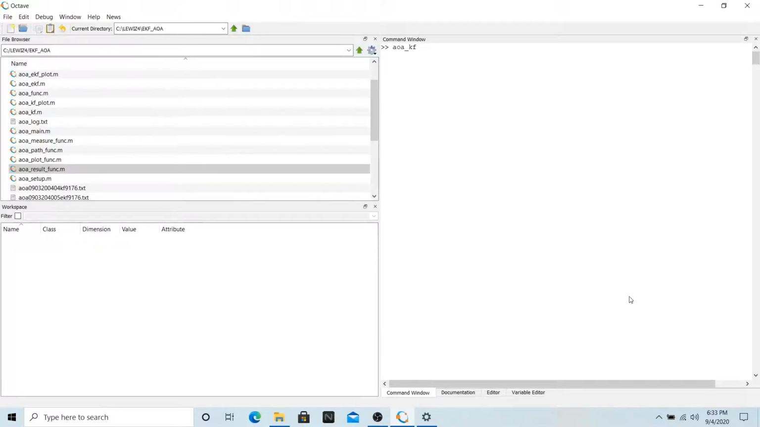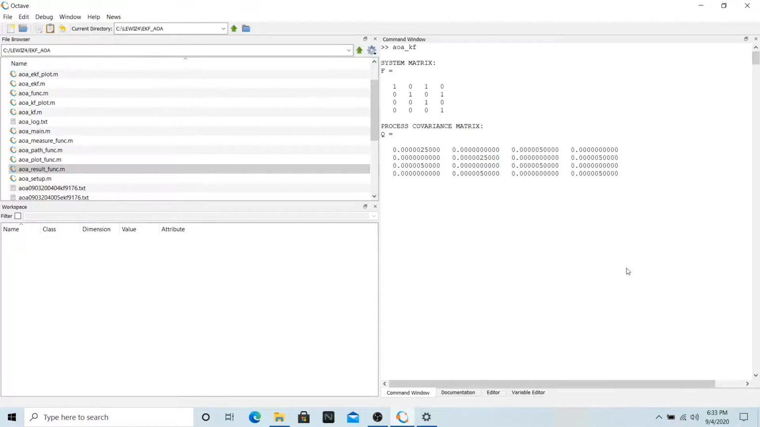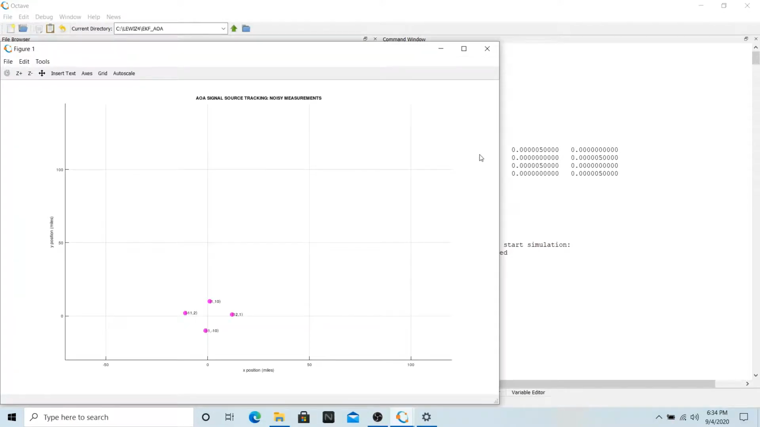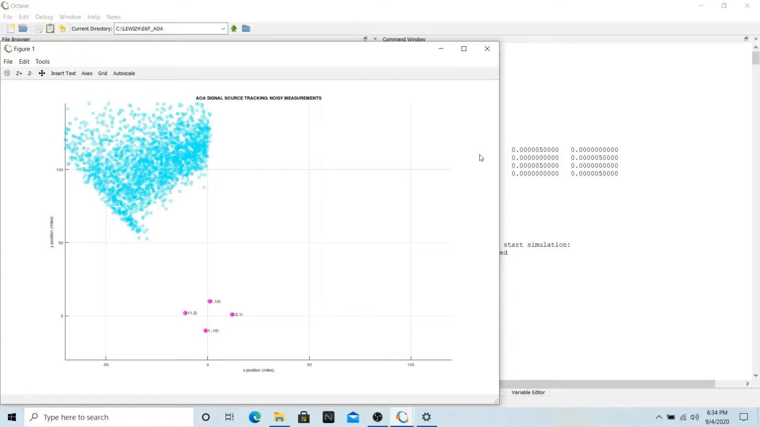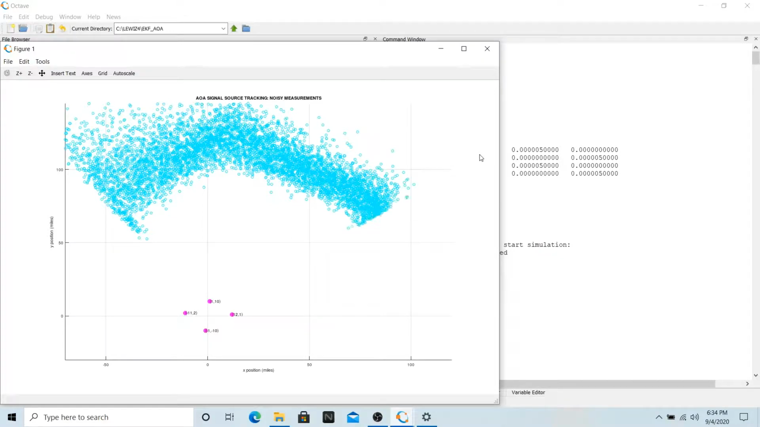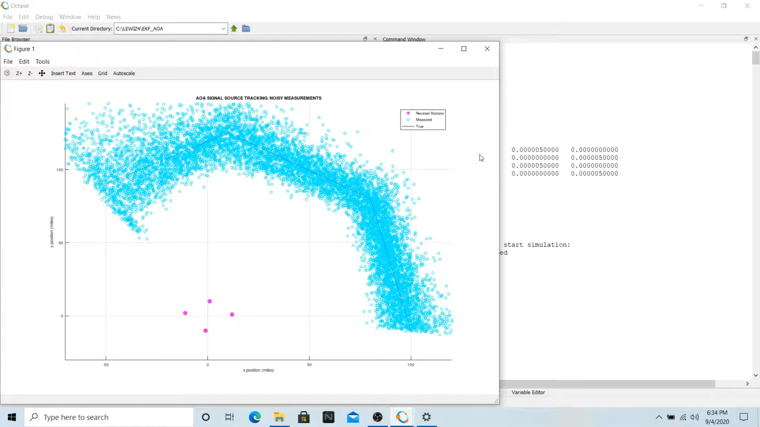In the first scenario, we will use the regular Kalman filter for AOA measurements. The rest of the system configuration stays the same. Now I will start the simulation. First we can see the x and y coordinates from the noisy measurements being plotted. The deviation from the true path is clearly visible.